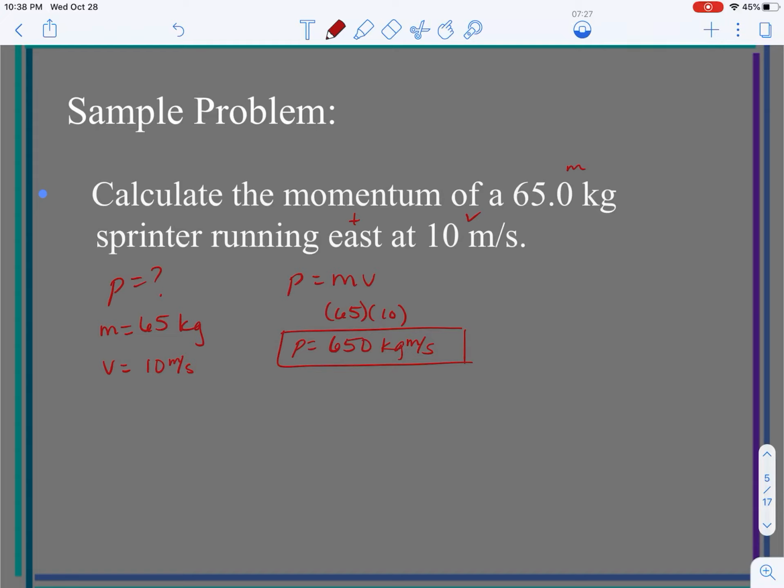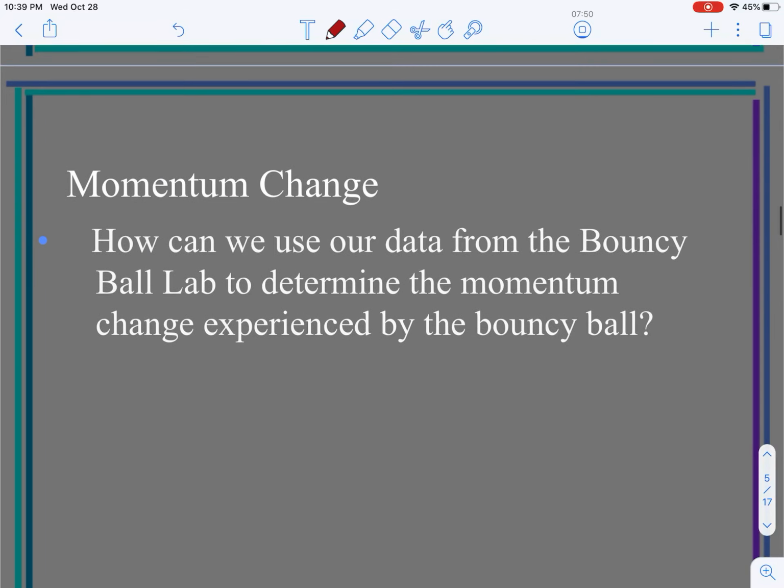If my object were moving west, then my velocity would be negative and my momentum would need to be expressed as a negative value. Remember that momentum is a vector. So as we move forward in the chapter, we can't forget that we must include the correct positive or negative sign to our value so that we can represent this momentum correctly.